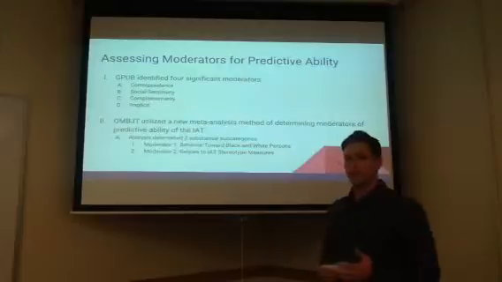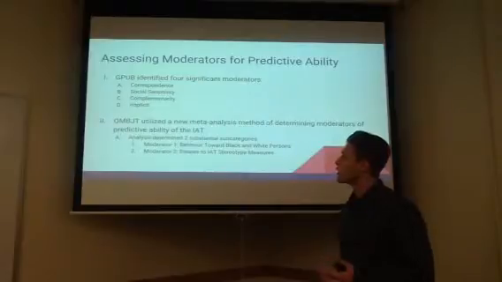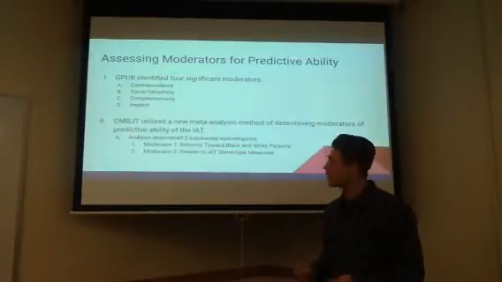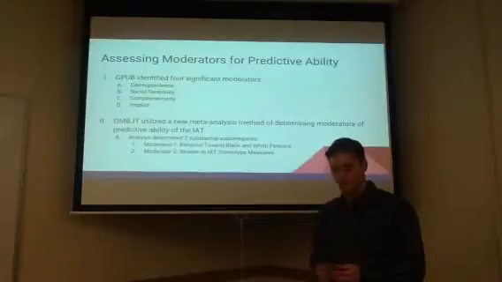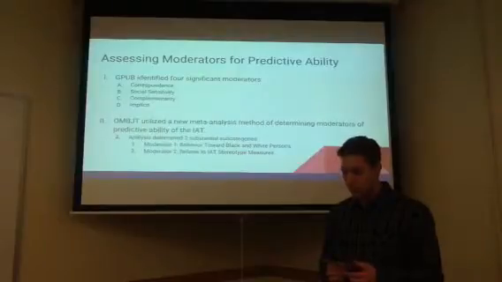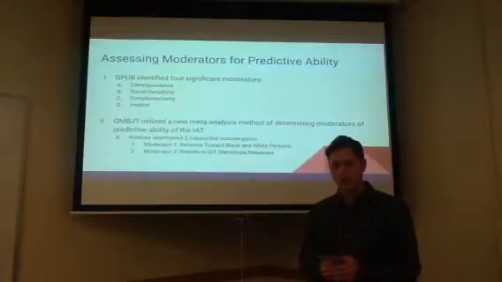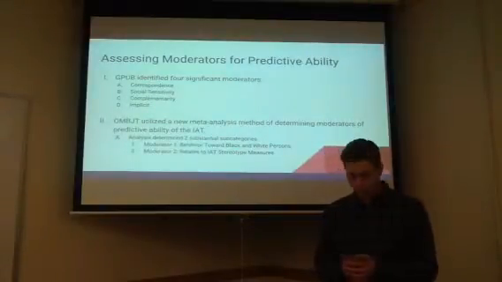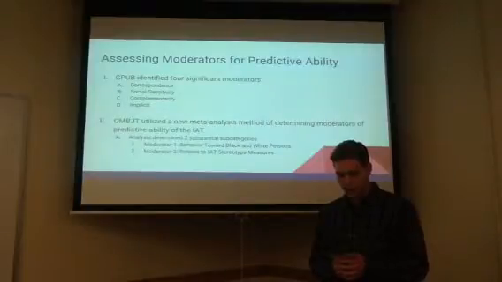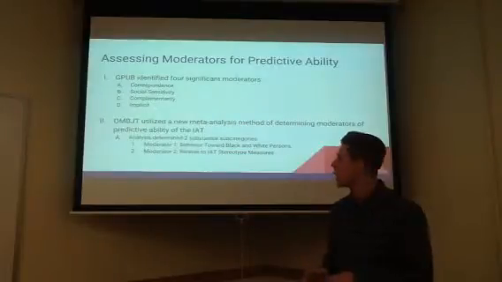So also they assessed moderators for predictive ability of the IAT. So first, GPUB identified 4 significant moderators. The first was correspondence, which was operationalized as a similarity between verbal descriptions of IAT measures and the criterion measure with which it was correlated. Social sensitivity, which was operationalized as the extent to which self-reporting of the construct assessed by the measure might activate concerns about the impression that the response would make on others.